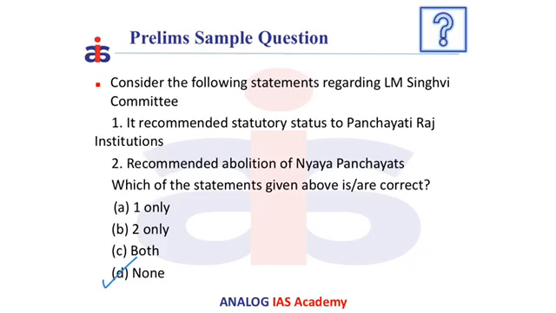As we have discussed earlier, it recommended constitutional status by incorporating a new part in the constitution and not statutory status, which is generally given through the provision of a law. Therefore, statement 1 is wrong. And it recommended the creation of Nyaya Panchayats for a group of villages rather than abolition. Therefore, statement 2 is also wrong. Hence, the correct answer is D, none.